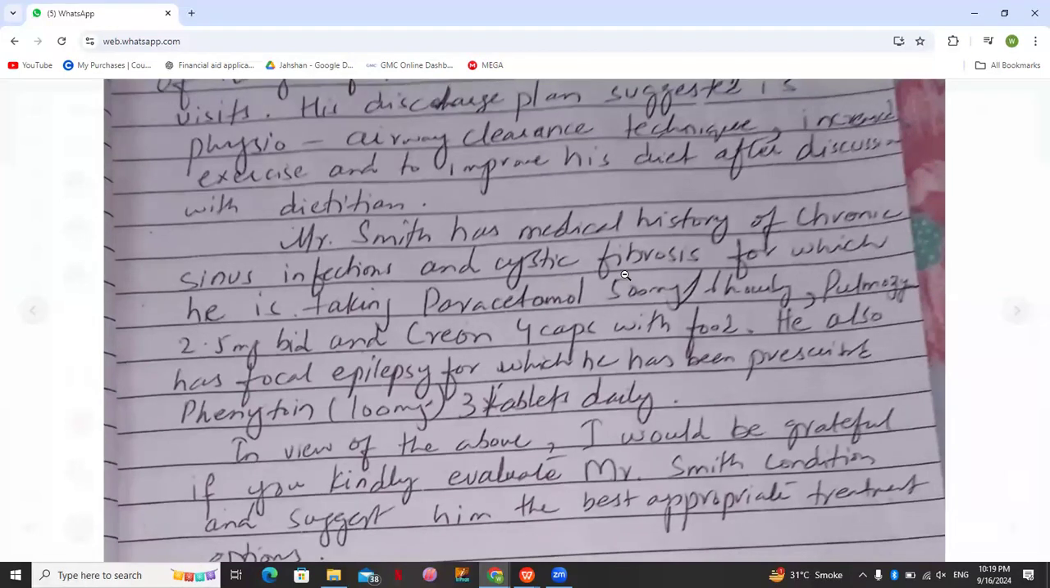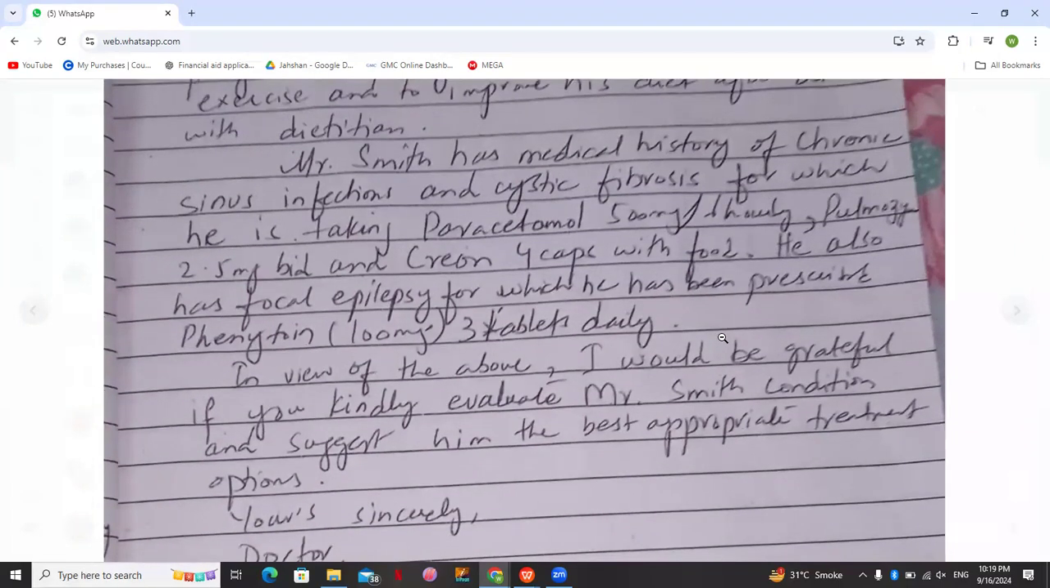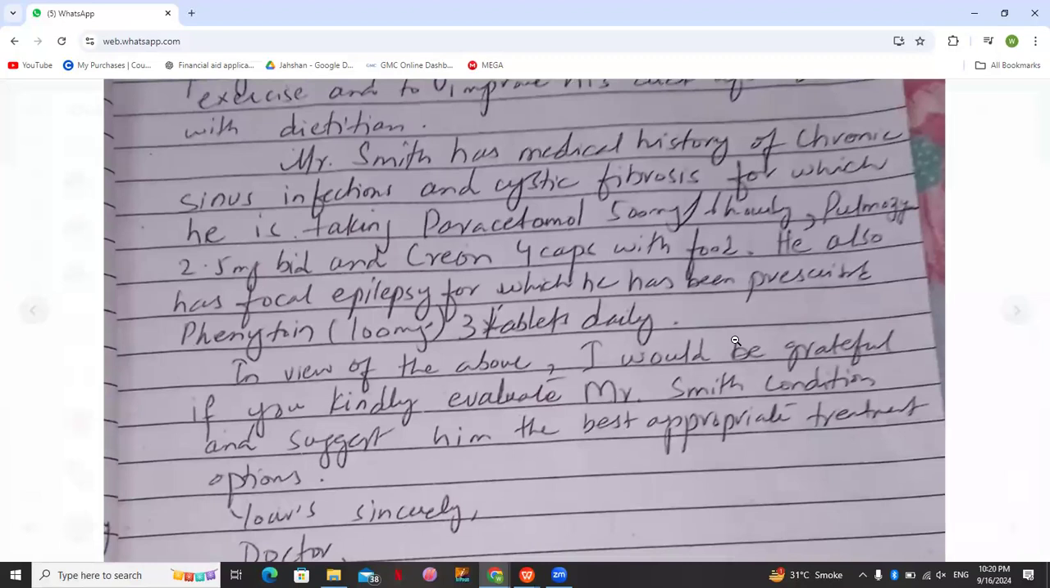Medical history of chronic sinus infection and cystic fibrosis, for which he is taking paracetamol. Again, you're doing the same thing: paracetamol 500 mg 6 hourly. Does that make any sense? Just write paracetamol, pulmozyme, creon. That's it. With food, after food, morning, evening, 4 hours, 6 hours, 10 hours, after sleeping, before sleeping, doesn't matter. You're wasting your words.